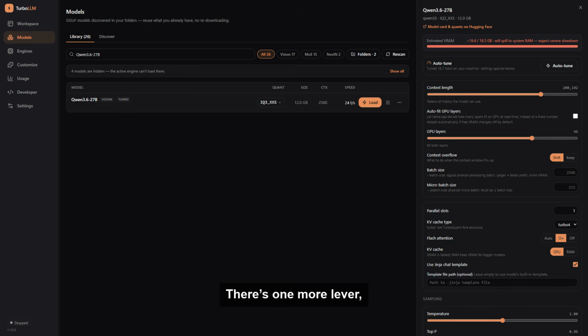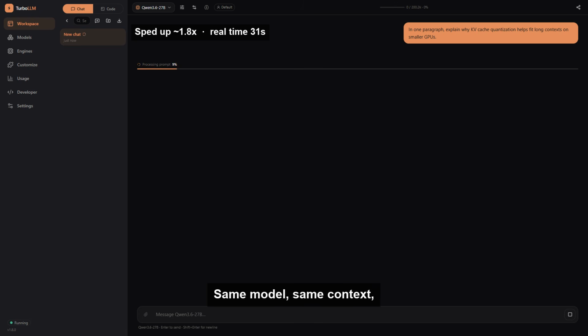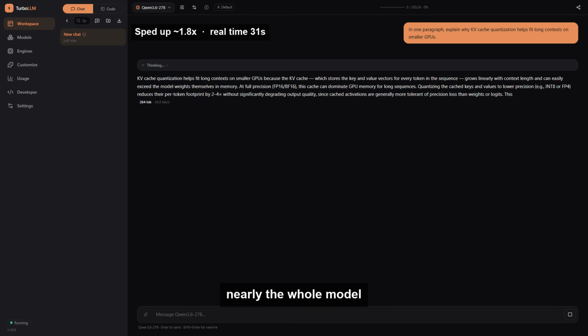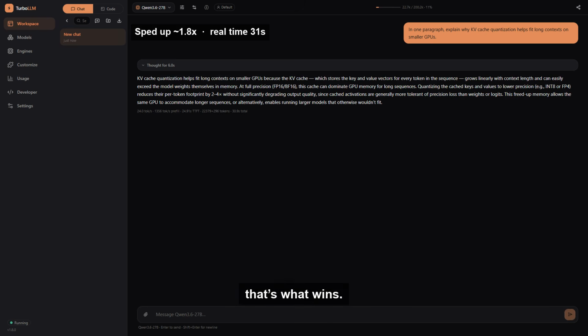There's one more lever, and it's the biggest. Turbo 2 is the most aggressive KV cache format there is, 2-bit, half the footprint of Turbo 4, and that tiny cache frees enough memory to push the GPU layers all the way up, 62 of 64, almost the entire model on the card. Same model, same context, same question, and now it runs at about 24 tokens a second. That's by far the fastest result of the whole run, more than 5 times the Q4 result. The smallest cache put nearly the whole model on the GPU, and that's what wins.